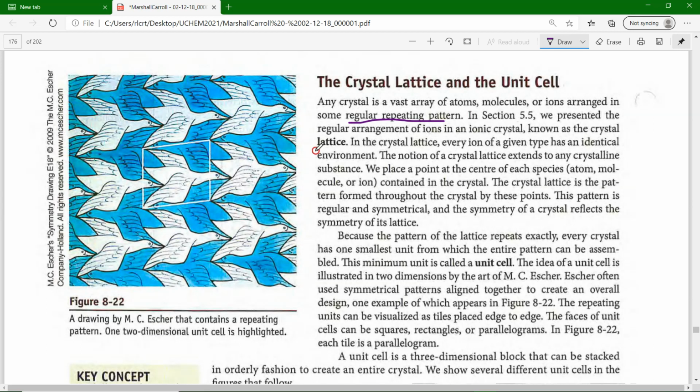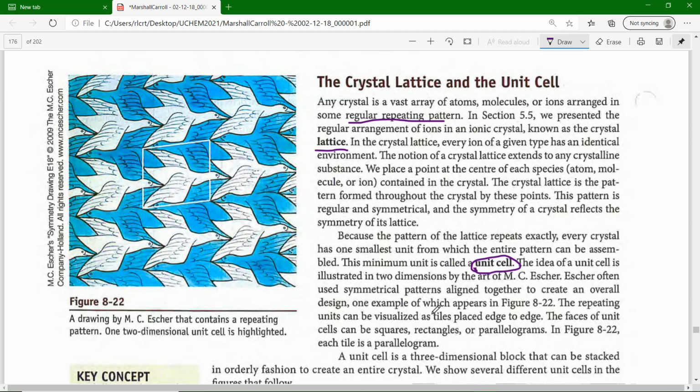We looked at lattice energy, we looked at crystal lattice. So we place a point at the center of each species contained in the crystal. The crystal lattice pattern forms throughout the crystal by these points, and that reflects the symmetry. It repeats exactly. Every crystal has one smallest unit from which the entire pattern can be assembled, and that's known as the unit cell.